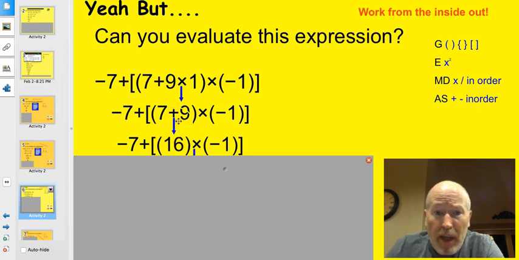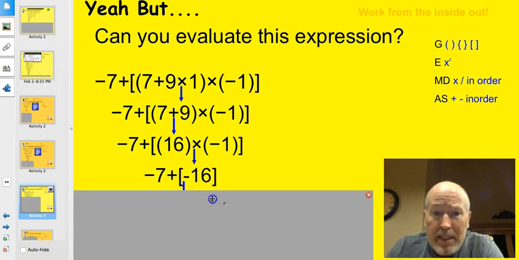So now I've gotten rid of that set of parentheses, but I've got 16 times a negative 1. And that's in this next set of brackets. Remember, we work from the inside out, so we have to do this first. Well, 16 times a negative 1, that's a negative times a positive. That's going to give you a negative answer. So you have negative 16.